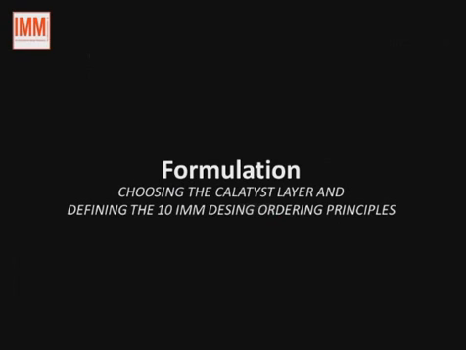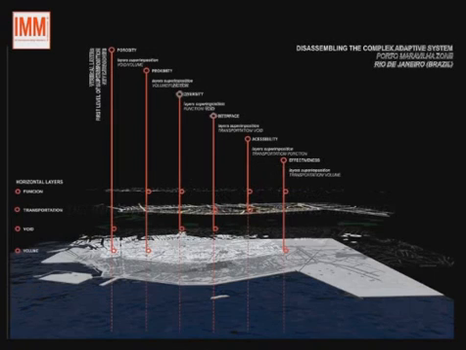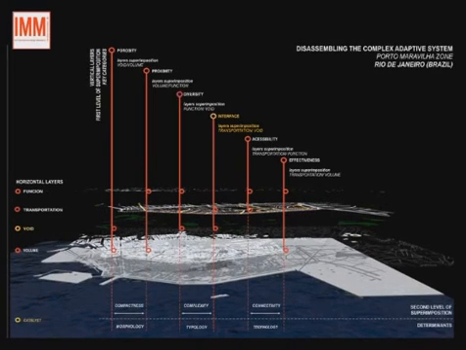Formulation. So the formulation phase is basically choosing the catalyst layer to work on. In our case, the choice was to work on the interface to modify the void layer. It was also part of the formulation phase, the rearrangement of the IMM design ordering principles, or the DOPs.